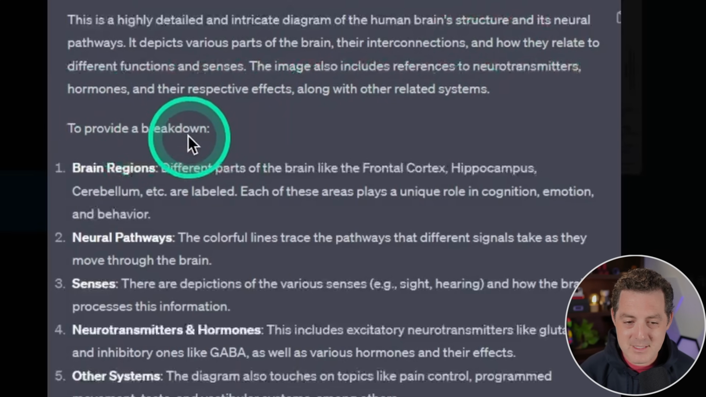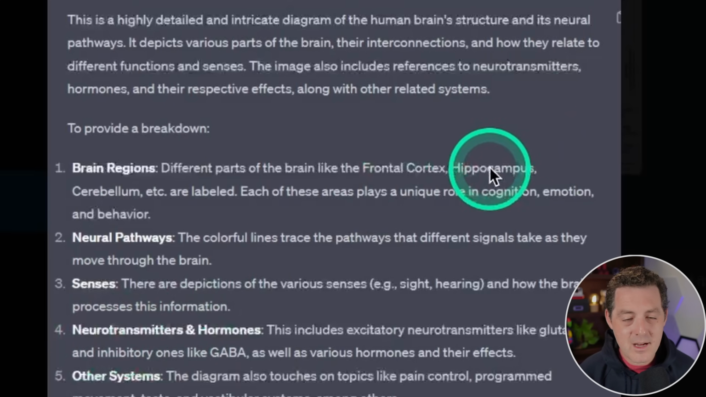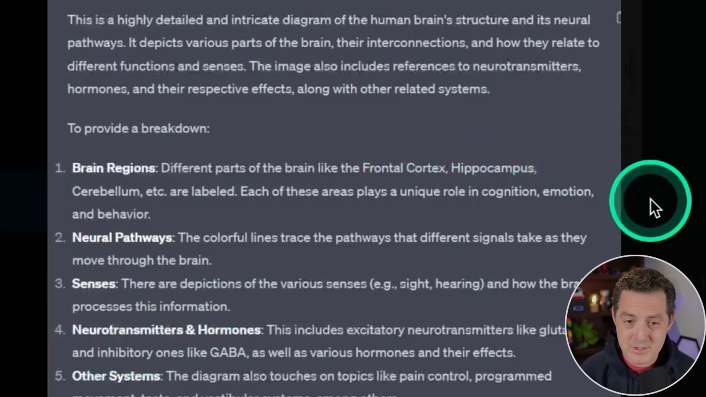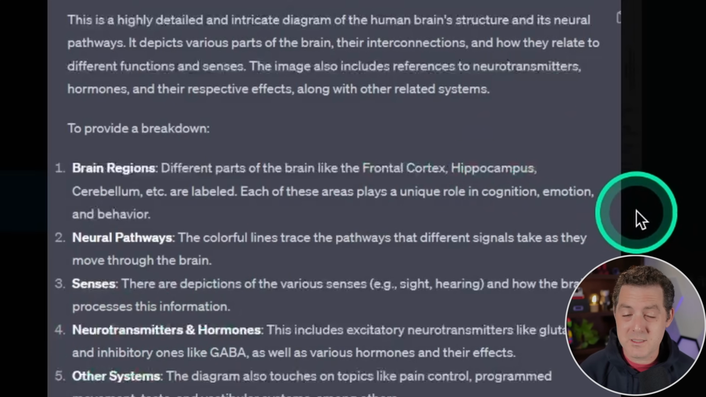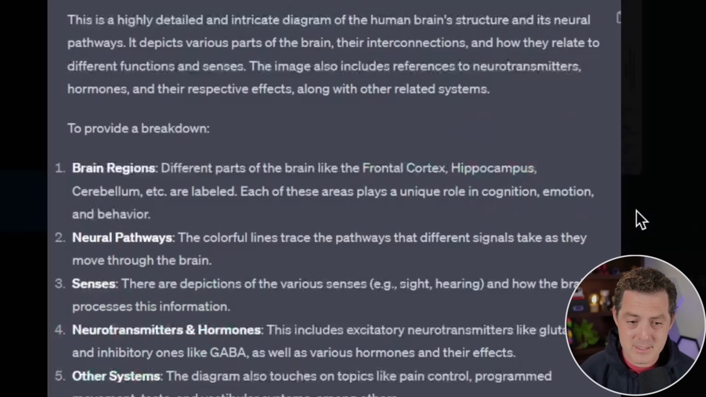And then it provides a breakdown: brain regions, neural pathways, senses. So it's not a super detailed answer, but just by looking at it, it knows what it's about. And that's super, super impressive. And you could probably prompt it for additional information as well.